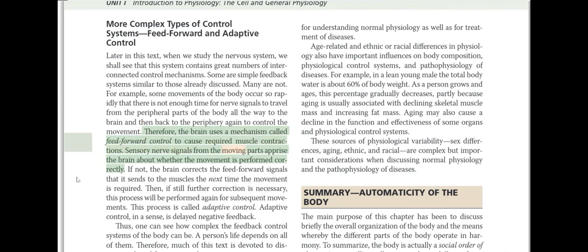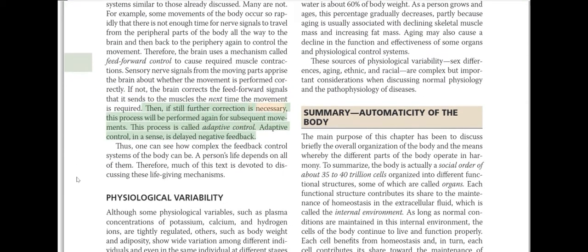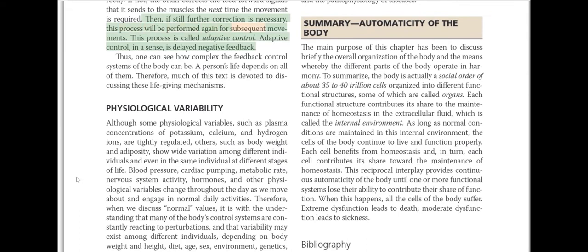Sensory nerve signals from the moving parts apprise the brain about whether the movement is performed correctly. If not, the brain corrects the feed-forward signals that it sends to the muscles the next time the movement is required. Then, if still further correction is necessary, this process will be performed again for subsequent movements. This process is called adaptive control. Adaptive control, in a sense, is delayed negative feedback. Thus, one can see how complex the feedback control systems of the body can be. A person's life depends on all of them. Therefore, much of this text is devoted to discussing these life-giving mechanisms.